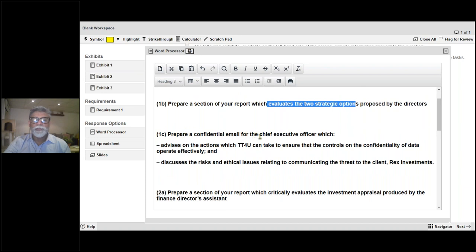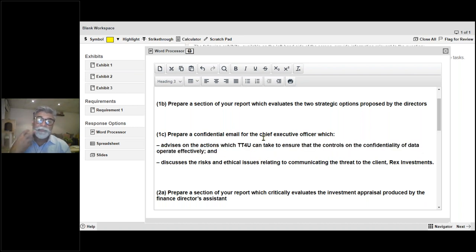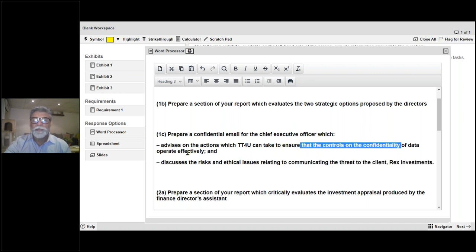1C, prepare a confidential email which advises on the actions which TT4U can take to ensure that the controls on the confidentiality of data operate effectively. It sounds like IT data security, right? And discuss ethical risks and ethical issues relating to communicating the threat to the client Rex Investment. So keep in mind that anything we find on security and data and about communicating with Rex will go under 1C.